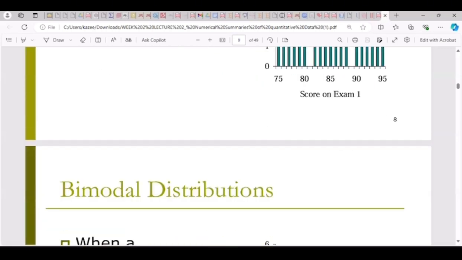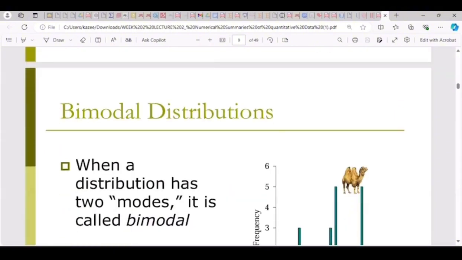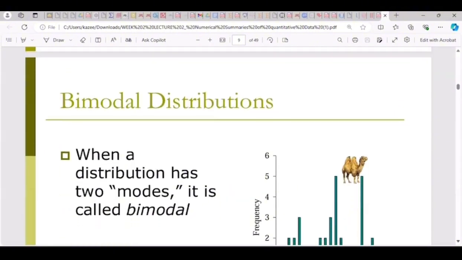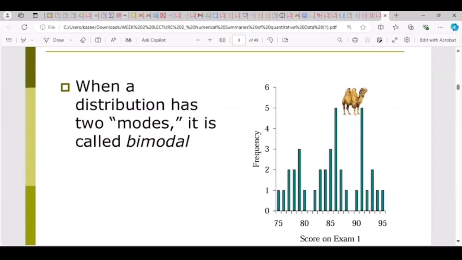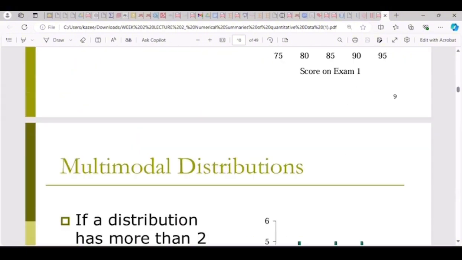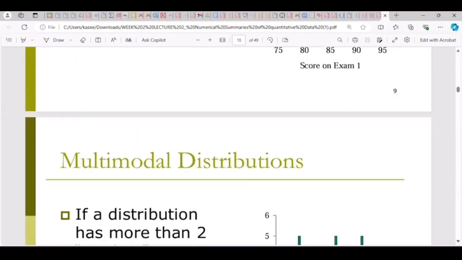Now I want to show you bimodal. Bimodal is a situation where we have two modes. Oh my God, look at that. Two modes. Having two modes is more or less like having two captains in a ship. That could be problematic at times. Another one that I'm going to show you is multimodal.